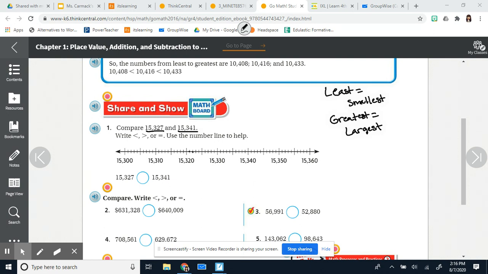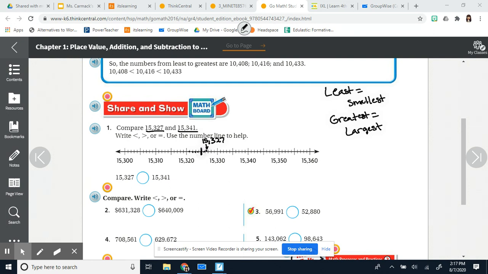1, 2, 3, 4, 5. So you see this? This is like a halfway point. That's always going to be a 5 or a 0. 6, 7. Here we go. That will be 15,327. Now I need to put 15,341 on the number line.